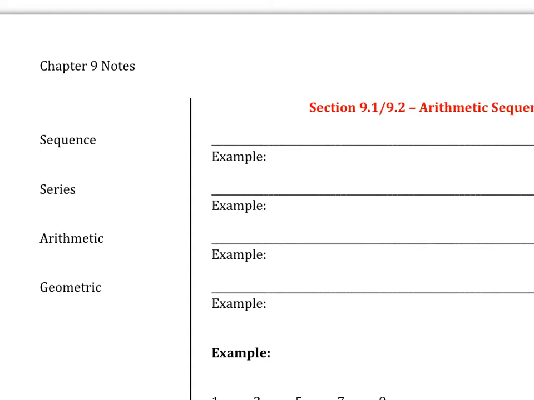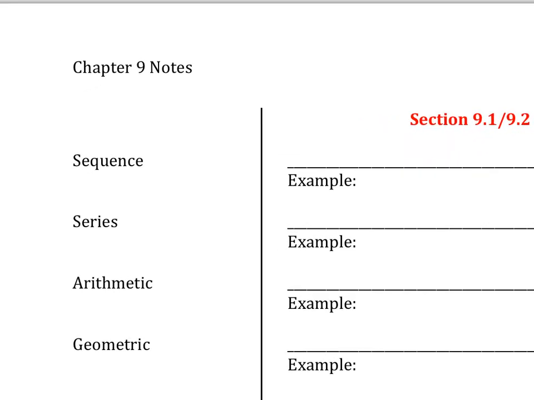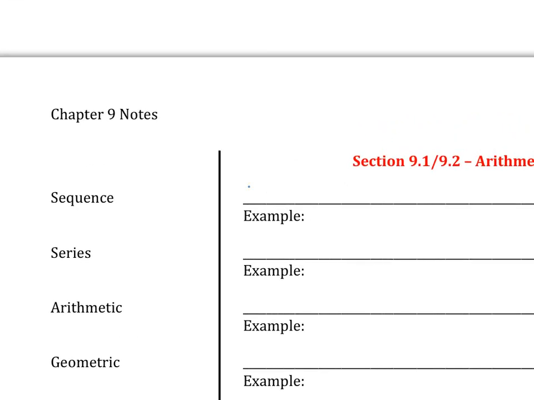So this chapter is all about sequence and series. So basically, you have a list of numbers, and then you want to figure out what the other numbers are. But first, we need to start with some vocab. Sequence and series. So sequence means an ordered list of numbers.